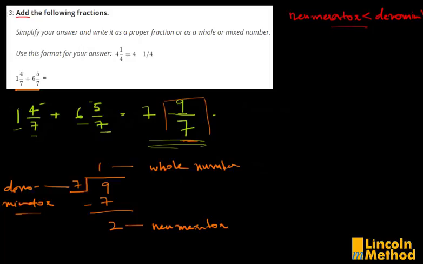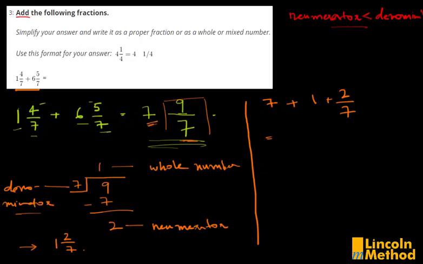So the mixed number that we have found is 1 whole 2 over 7. So now we have 7, the whole number that we had here, added to 1 whole, and that added to 2 over 7, which gives us a total of 7 plus 1 is 8, and 2 over 7. So we have 8 whole 2 over 7 as the final answer.